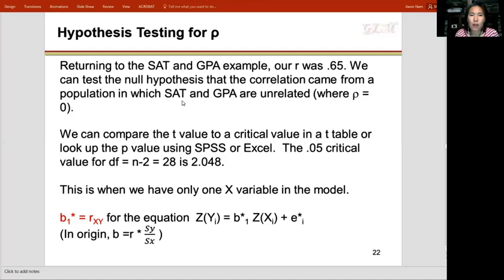This is when we have only one x variable in the model. When you find the test value, you use a distribution table, and the distribution table gives the number 2.048. You don't need to worry about that value because the textbook gives the table, or you can simply Google it.